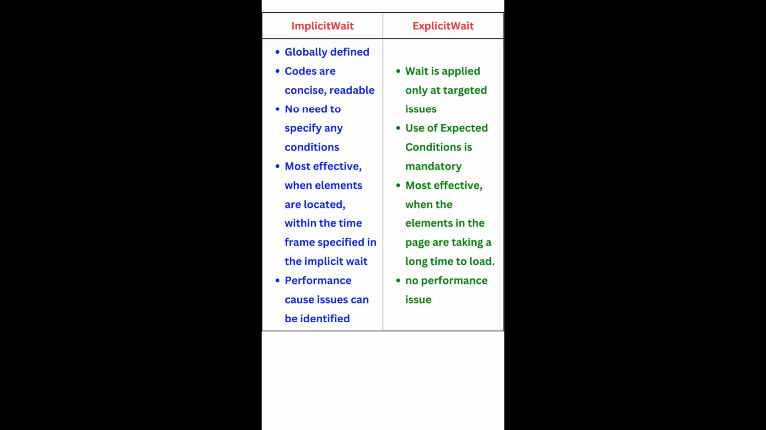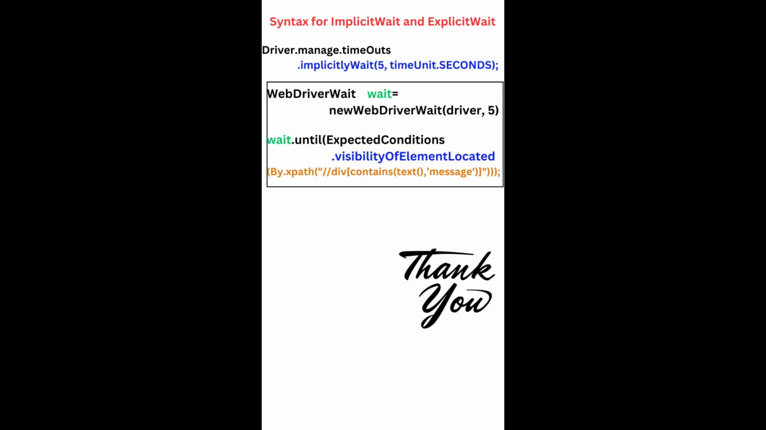Whereas in explicit wait, the wait is applied only at targeted places. Use of expected conditions is mandatory. Most effective when the elements in the page are taking a long time to load. Performance issues can be identified. Syntax for implicit wait and explicit wait.